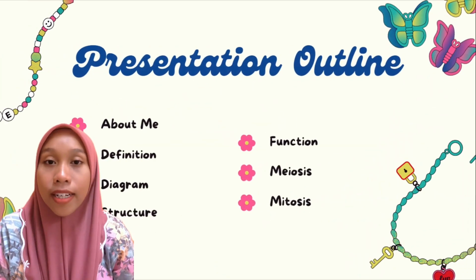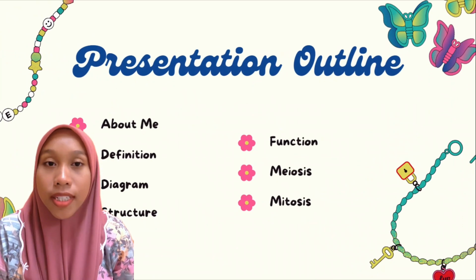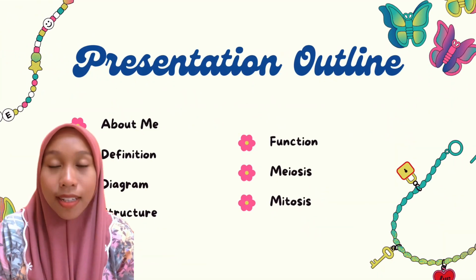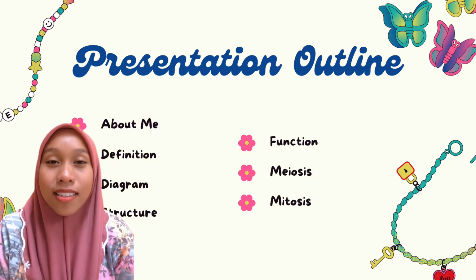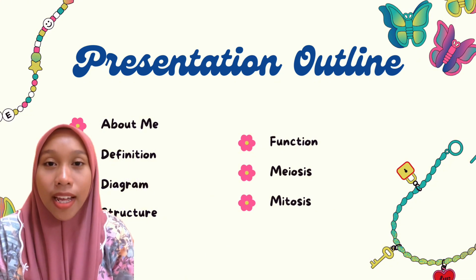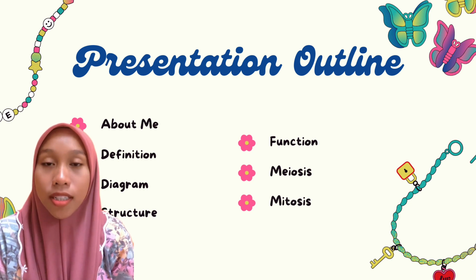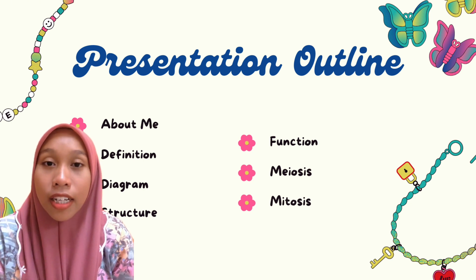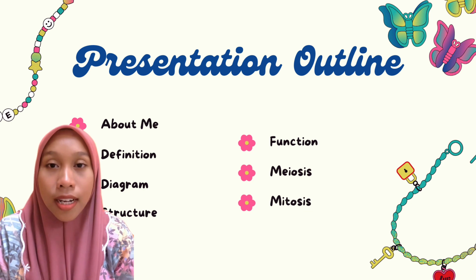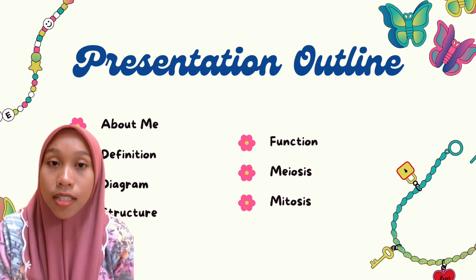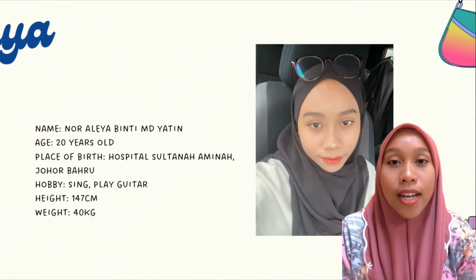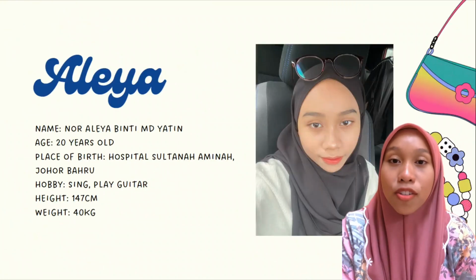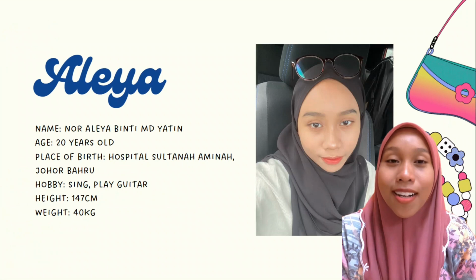This is the outline of my presentation. First, you will get to know me. The second one, you will know about the definition of the plant cell. Third one is about diagram, and the fourth one is about structure. Then, you will know about the function, and the next one is about meiosis, and the last one is about mitosis.